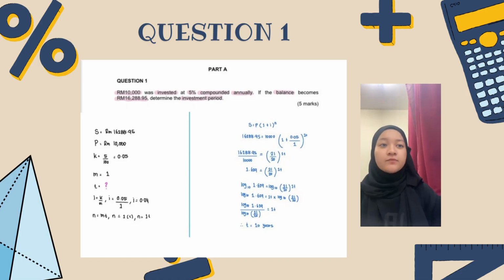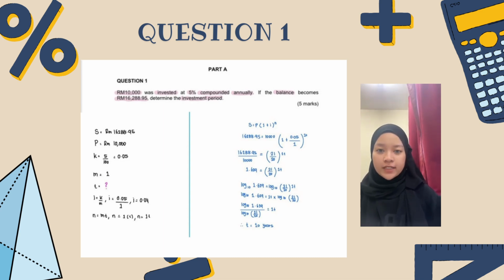RM10000 was invested at 5% compounded annually. If the balance becomes RM16288.95, determine the investment period. Okay, so the S is RM16288.95, the P is RM10000, the K is 0.05, the M is 1, the I is 0.05, the N is 1t. Why 1t? Because we don't have the t.